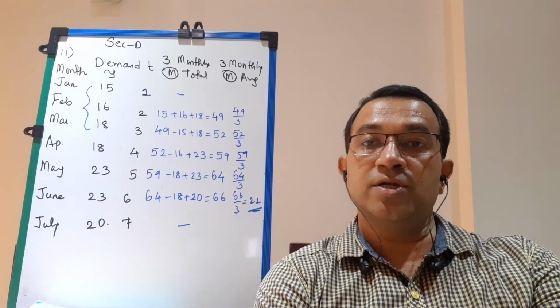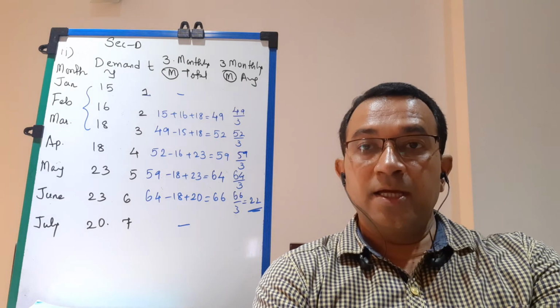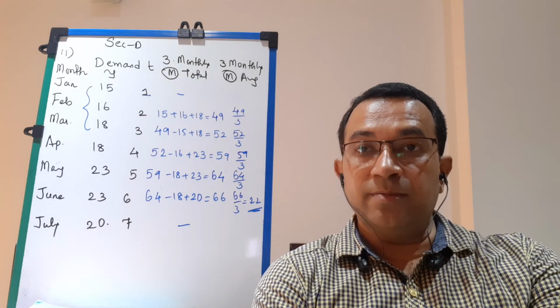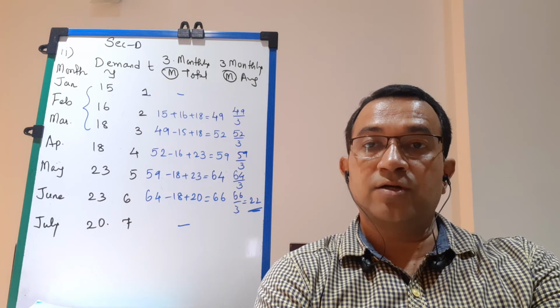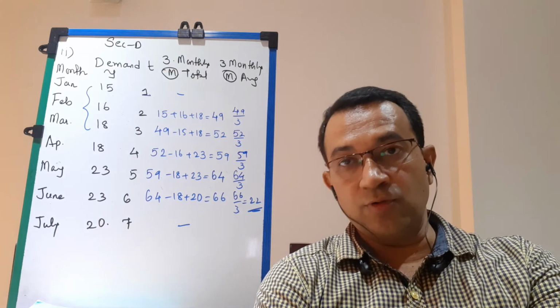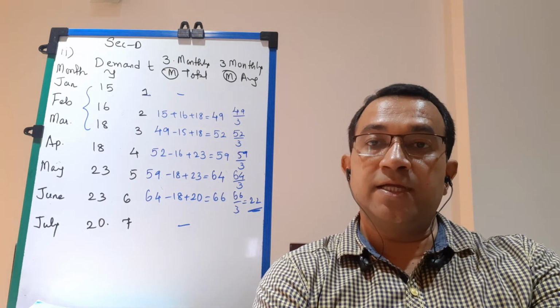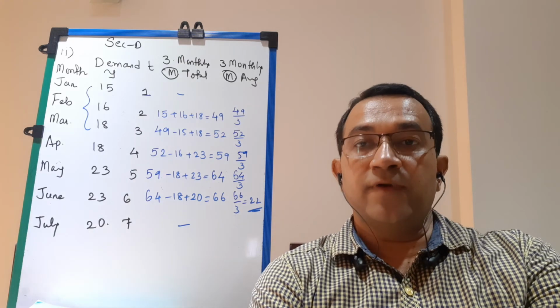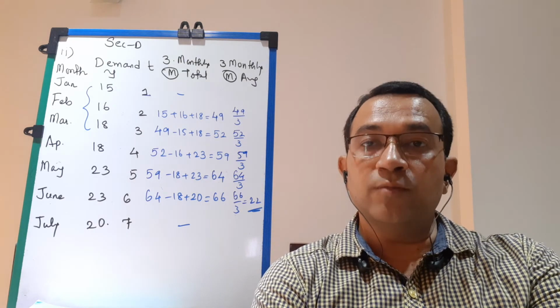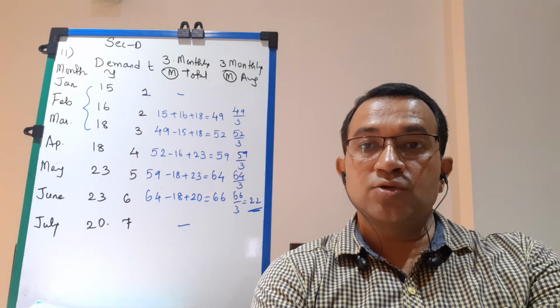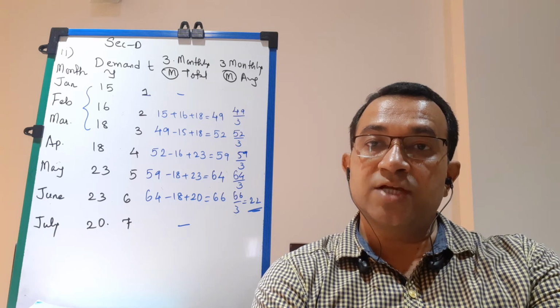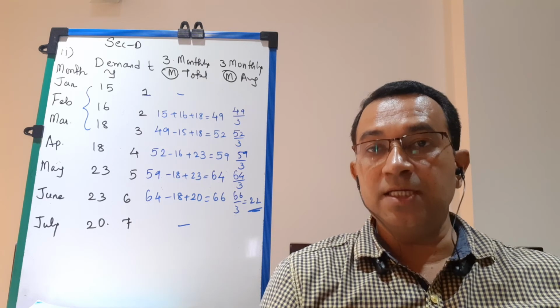This I suggest, students, you have to remember. Whenever we find trend by the method of moving average, the effect of short-term component is removed. And whatever trend we get, students, that is the final answer in the method of moving average. So, students, here we complete our section A and section B in total.